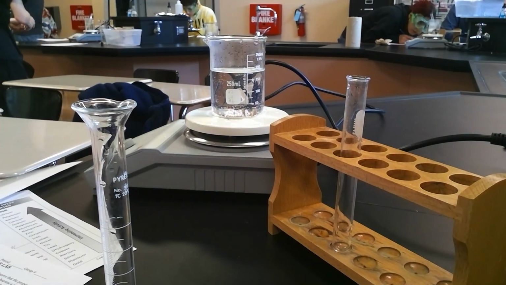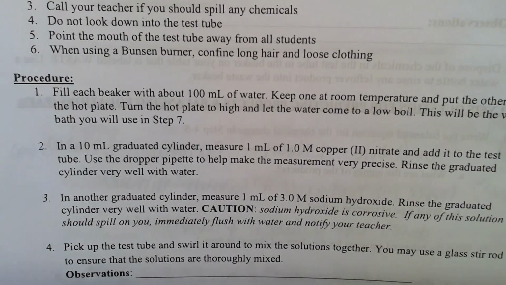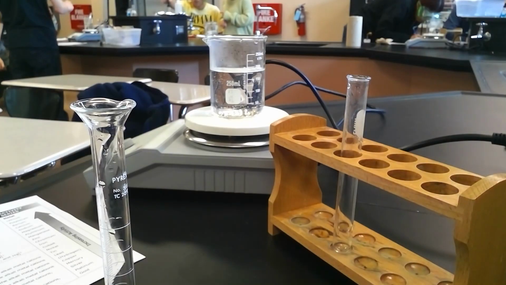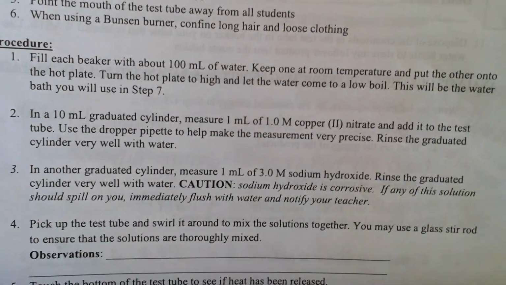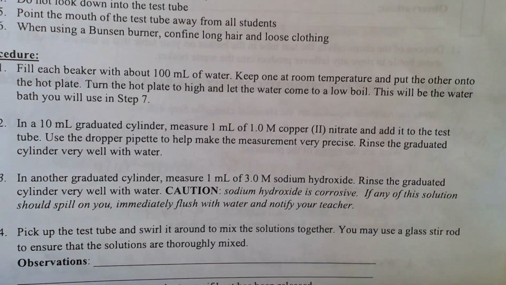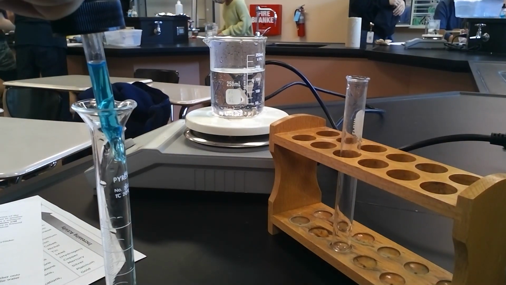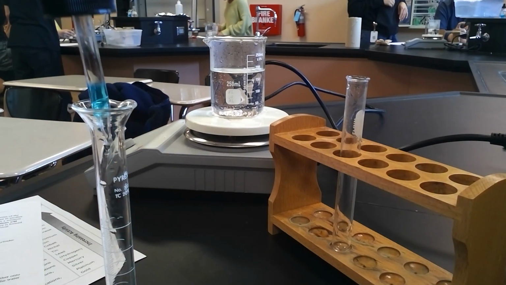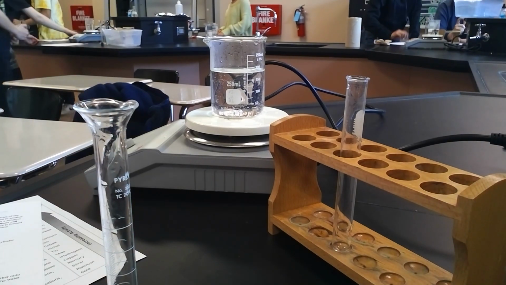Starting in number 1, I'm just going to read through the lab procedures with you. Fill the beaker. I already put the beaker on the hot plate, so that's going in the background, and I have my room temperature as well. Then, number 2, in a 10 milliliter graduated cylinder, we're going to measure 1 milliliter of 1.0 molar copper 2 nitrate. Remember, you need to get down to eye level to be able to actually see where the bottom of the meniscus is when you're reading this.